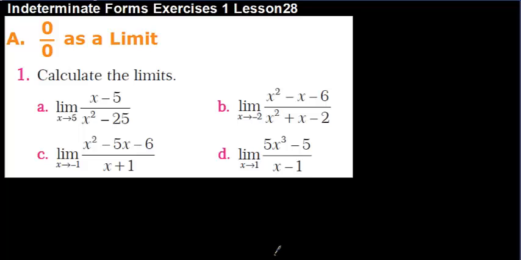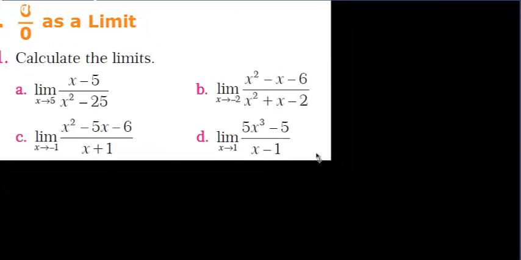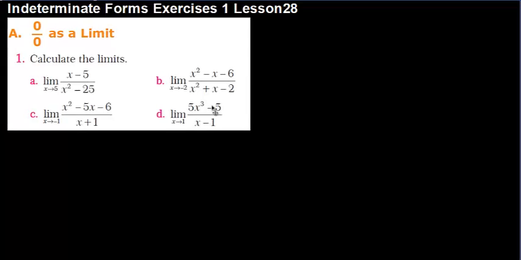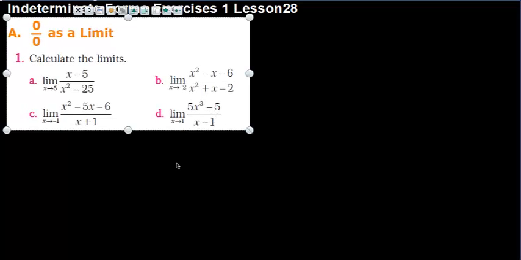In this video, we are going to solve some exercises about the indeterminate forms 0 over 0, infinity over infinity, and 0 times infinity. For the 0 over 0, if you remember, we were using the factorization methods. I'm not going to solve all three of them, but maybe I'm going to solve the A1 and the D1. For the A1, x minus 5 and x squared minus 25 I have.